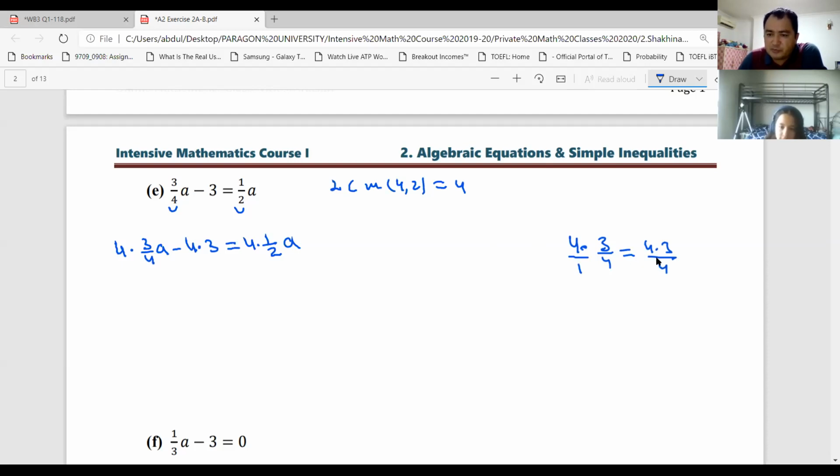Before multiplying this, write it down. Maybe we can simplify this. As you see here, 4 is a common factor. You don't have to multiply 4 by 3. So that's equal to 3.